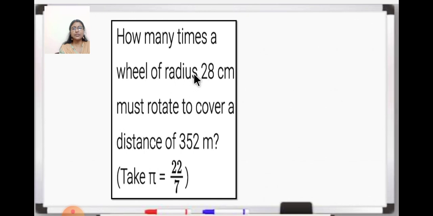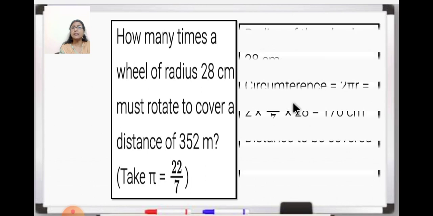Now children, one more question. How many times must a wheel of radius 28 centimeter rotate to cover a distance of 352 meter? Here pi is 22 upon 7. So here you have to find out how many times the wheel of this radius must rotate. So we need to find out the circumference.